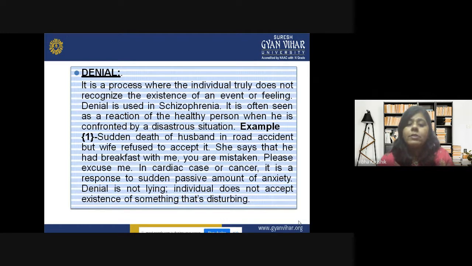In a cardiac case or cancer, it is in response to a sudden passive amount of anxiety. Denial is not lying. The individual does not accept the existence of something that is disturbing. Through that denial defense mechanism, the individual does not accept the existence of something, and that is why he is doing so, because that existence is disturbing him.